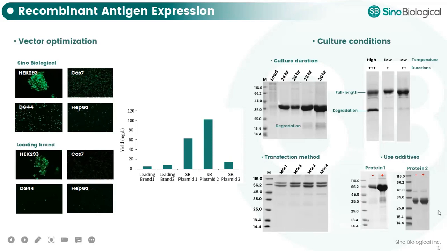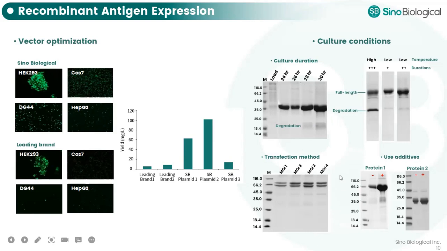We usually optimize the culture conditions to improve protein yield or to solve the degradation and aggregation problems. Here are four examples. This is the problem of protein degradation. We can see that as the culture duration increases, we are seeing more degradation. Of course, we are also seeing more protein expression after 30 hours of incubation. But if we don't want to use the degraded antigens for immunization, we will probably stop the culture expression at 26 hours. We can also change the temperature of the expression. If we use relatively lower temperatures, we will see less degradation of the target proteins.